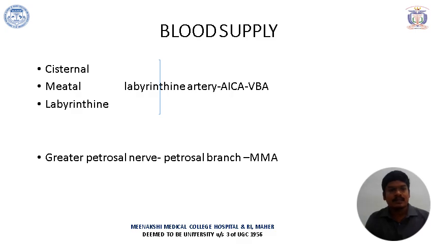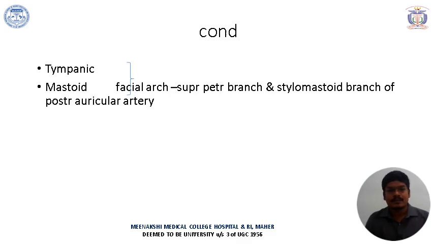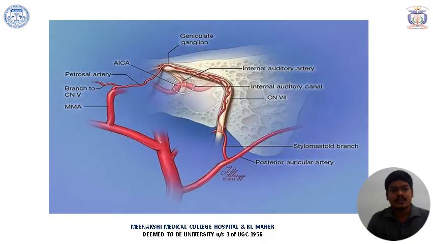Coming to the blood supply, the cisternal, meatal and labyrinthine segments receive blood supply from the labyrinthine artery, which in turn branches from the anteroinferior cerebellar artery, which arises from the vertebrobasilar artery. The greater superficial petrosal nerve receives blood supply from the petrosal branch of the middle meningeal artery. The tympanic and mastoid segments of the facial nerve receive branches from the superficial petrosal branch and the stylomastoid branch of the post-auricular artery.